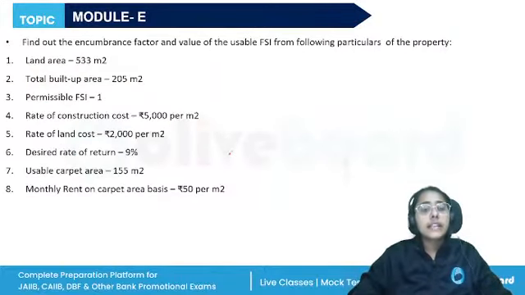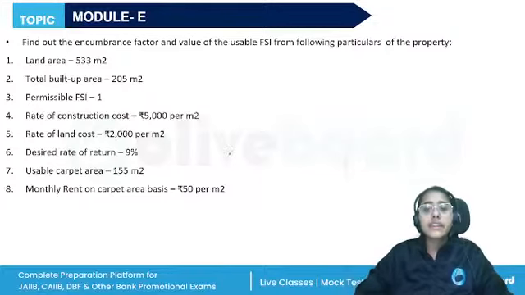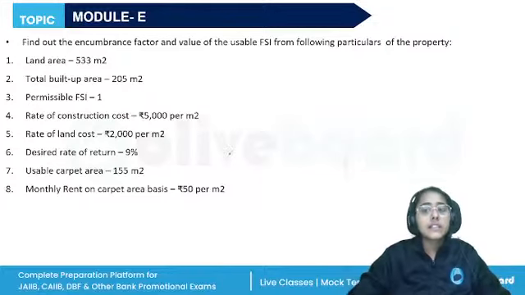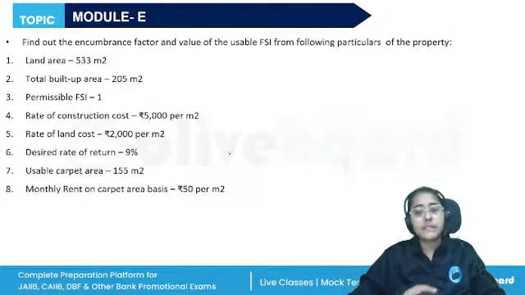Next, find out the encumbrance factor and value of the usable FSI from the following particulars of the property. So we are given the land area, the total built up area, permissible value, rate of construction, rate of land cost, desired rate of return, usable carpet area, and the monthly rent on carpet area basis.